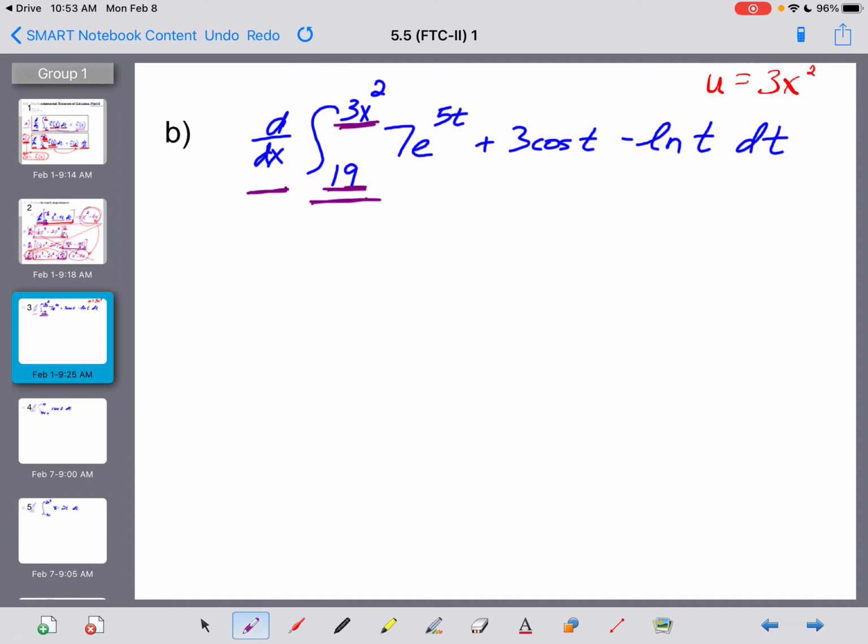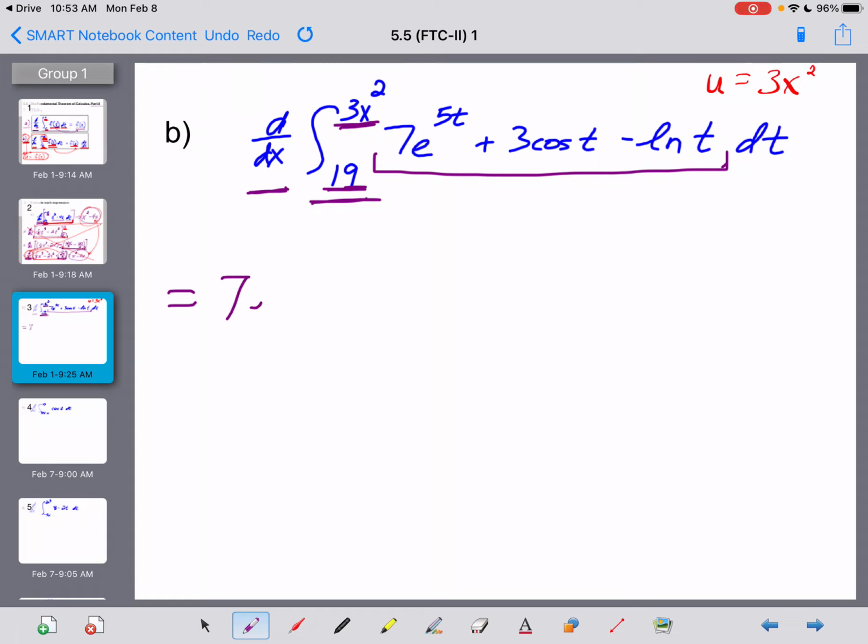So let's cut to it, everybody. The derivative and the definite integral cancel each other out. So the original integrand right here is our final answer. The difference being that all the t's now get replaced by u, which is 3x squared. Everything else, though, stays the same.